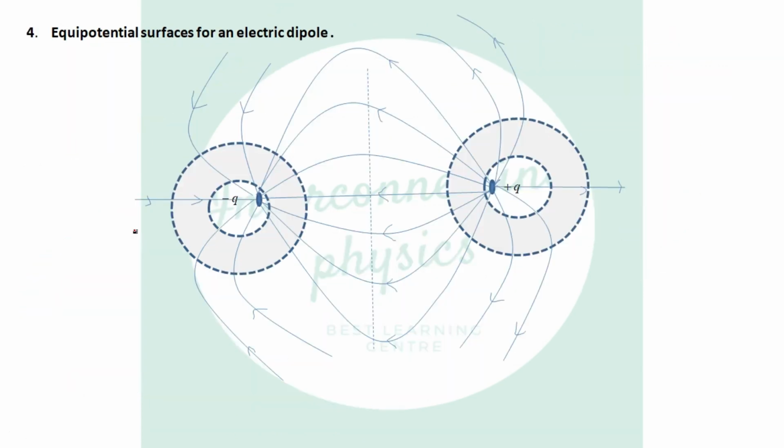Now number 4, equipotential surface for an electric dipole. You see here minus Q charge and plus Q charge, and these are the electric field lines which start from the positive charge and end on the negative charge. And the equipotential surfaces are in the form of concentric spheres, and these can be like this. Equipotential surfaces.